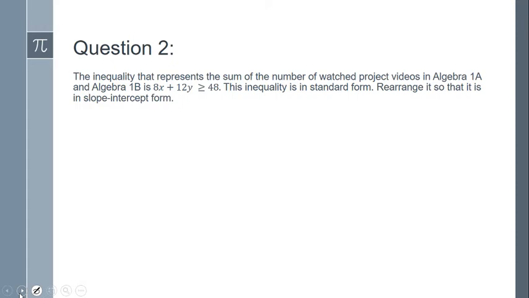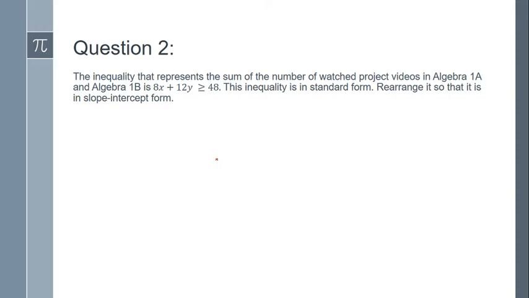The inequality that represents the sum of the number of watched project videos in Algebra 1A and 1B is 8x plus 12y is greater than or equal to 48. All right, so that was from the last part of the project. This inequality is in standard form. It's in standard form because we got the variables, the x and y, together here on one side.